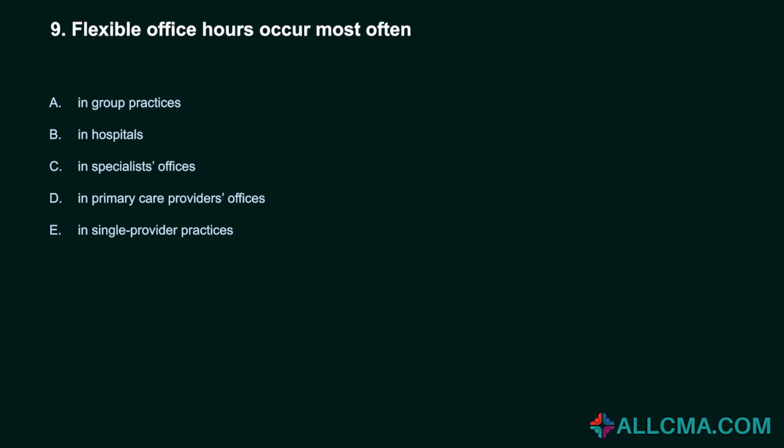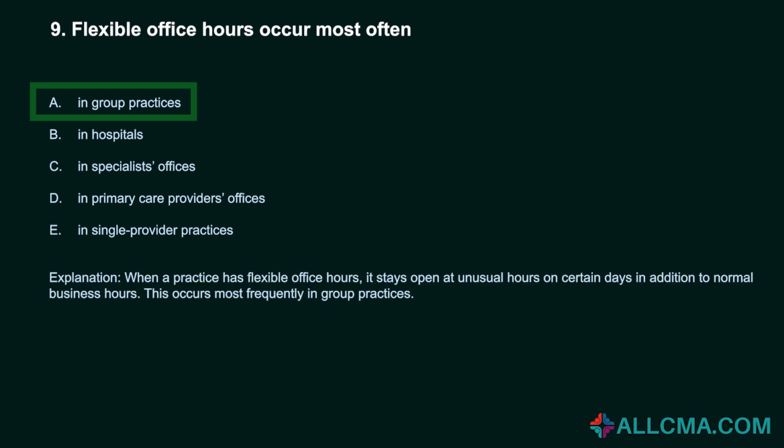9. Flexible office hours occur most often. A. In group practices, B. In hospitals, C. In specialists' offices, D. In primary care providers' offices, E. In single provider practices. Correct answer, A. In group practices. When a practice has flexible office hours, it stays open at unusual hours on certain days in addition to normal business hours. This occurs most frequently in group practices.